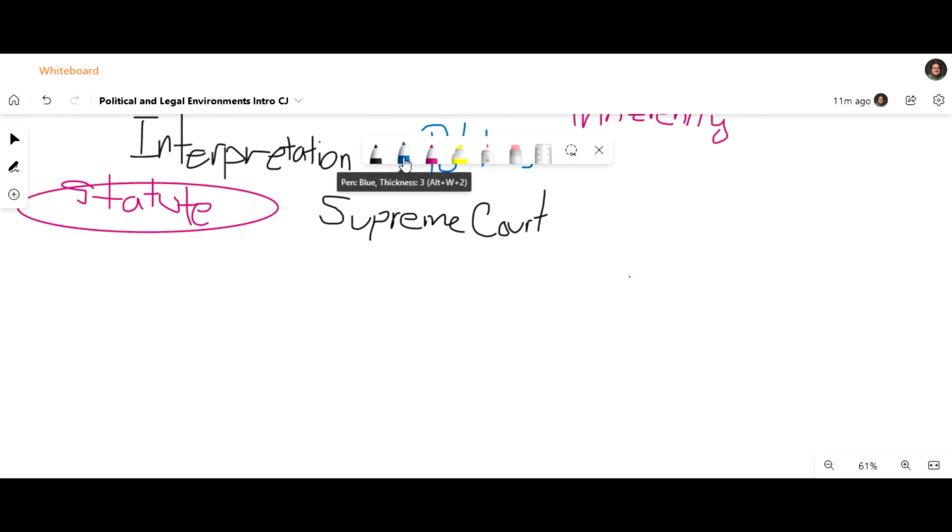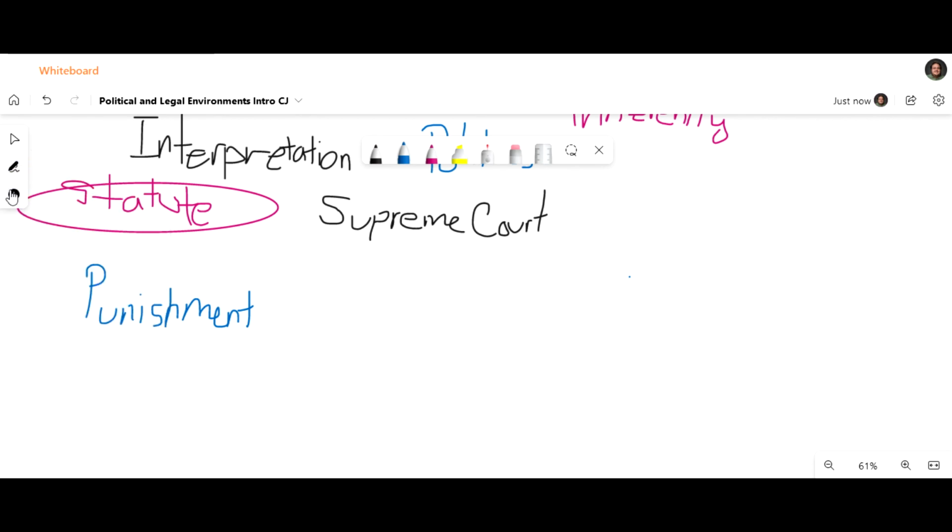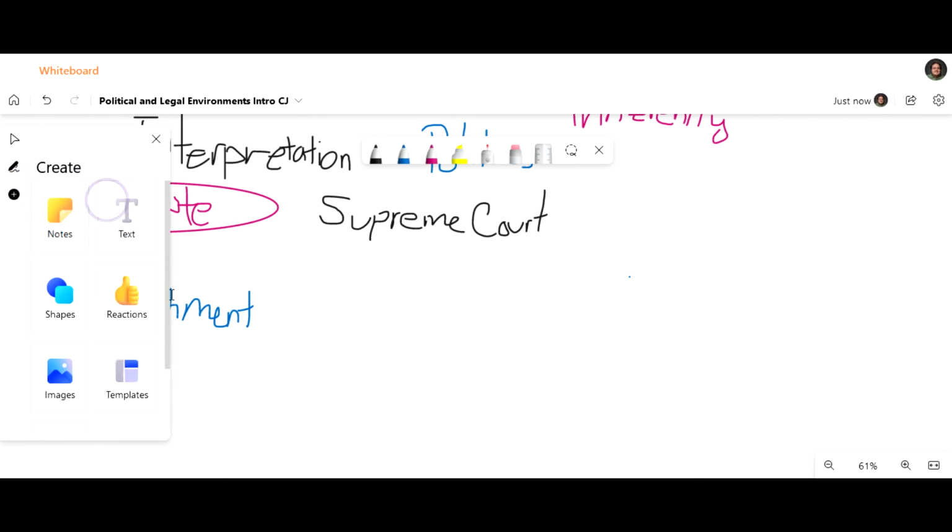The last thing that we have to talk about today is theories of punishment. And it is the last part of chapter 2, I should say. And it's important to understand the differences. So, I'm really gonna make a big deal about this.